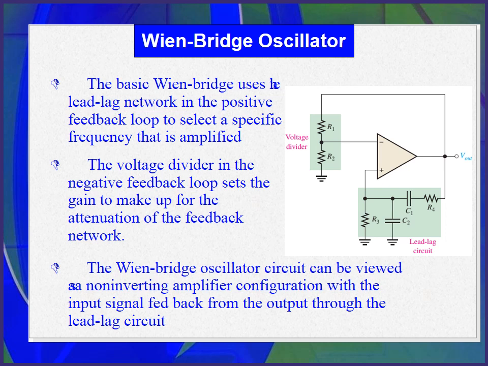The voltage divider in the negative feedback loop sets the gain to make up for the attenuation of the feedback network. The Wien bridge oscillator circuit can be viewed as a non-inverting amplifier configuration with the input signal fed back from the output through the lead-lag circuit.